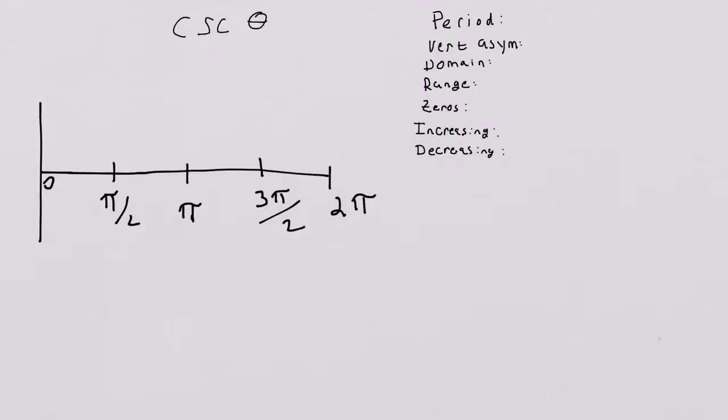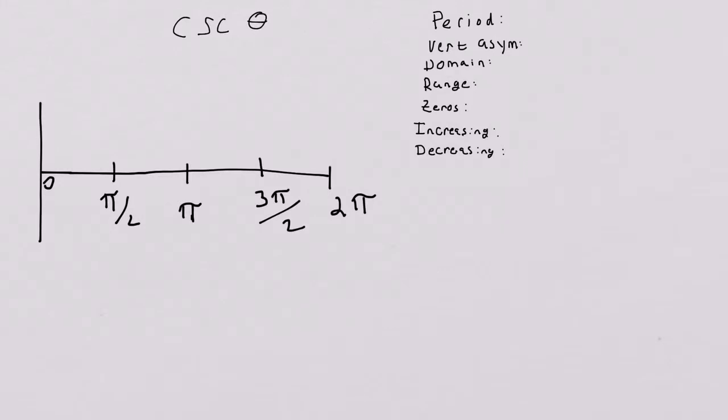Alright, so I want to explain how to graph cosecant and what the period, where the vertical asymptotes are, what the domain is, what the range is, if there's any zeros, over what range it is increasing and decreasing, and also I want to introduce the idea of, as a value is approaching from the left to the right, what is the actual end behavior of the function doing?